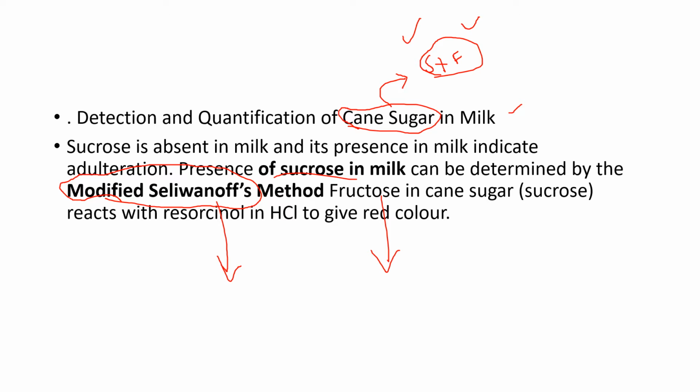For more depth, they may ask what reagent is used in the modified Selivanov method. The reagent is resorcinol. When you add this reagent to a sample containing sucrose or fructose, it gives a red color. So remember these five points: cane sugar, the modified Selivanov method, fructose and sucrose, resorcinol as the reagent, and red color.